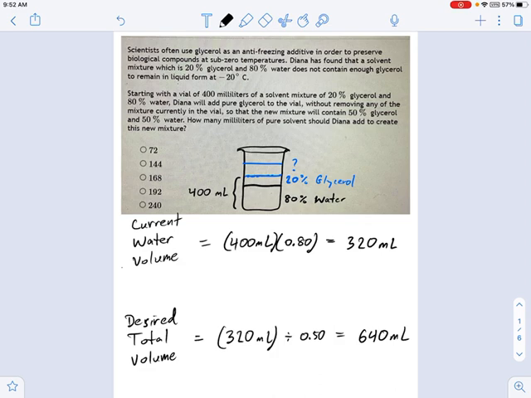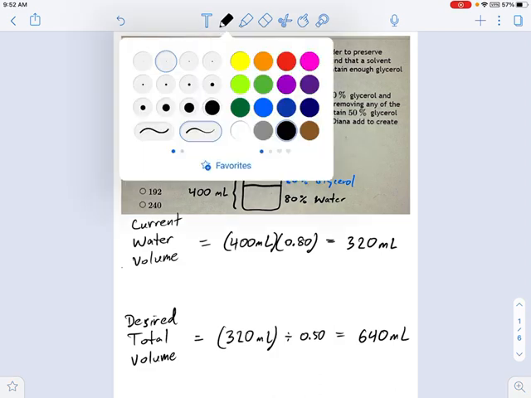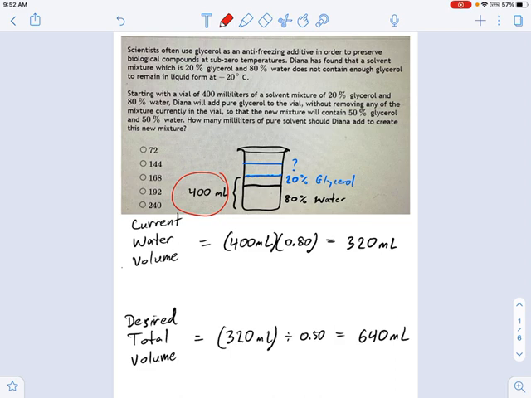Well, how much separates these two numbers? What's the difference between 400 and 640? That's going to be 240 right there. So the percentages that you require in this problem are actually pretty minimal if you can just translate this paragraph into a picture and show those percentages and kind of reason through how much do I have, how much total volume do I need.